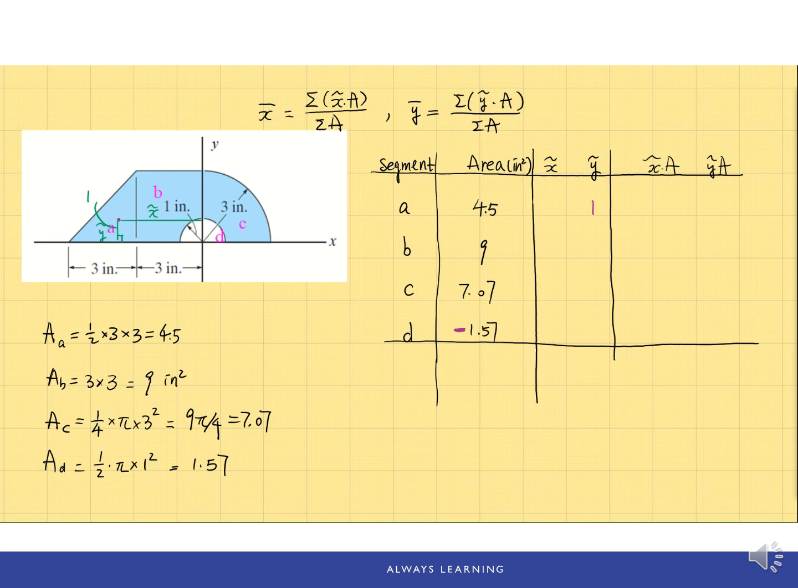And the perpendicular distance to the side of this triangle is 1/3 of the base, which will be 1. But that's not the overall distance from the point to the y-axis. So we need to add the length of this rectangle here. So x tutor equals 1 plus 3.